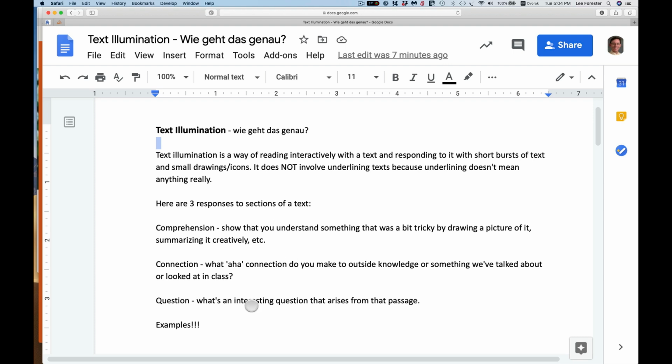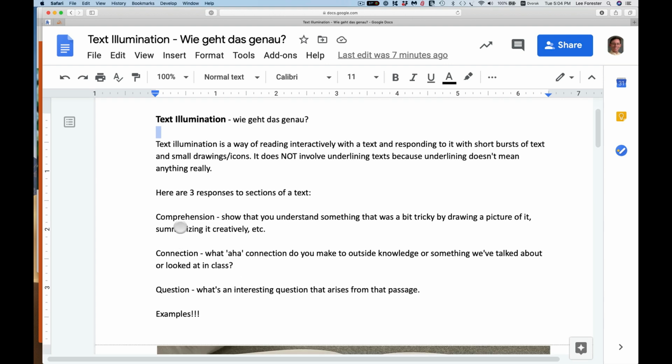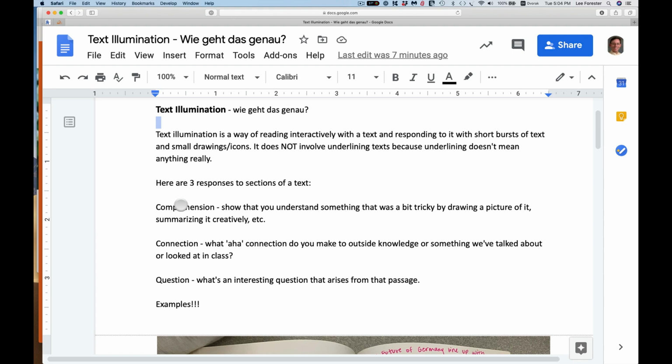Right? So the three things that I would ask you to look for is, first, demonstrate comprehension. Maybe there's a half sentence that you had to work on for a couple of minutes and now I got it, and you can summarize it simply for yourself in a couple of words or with a drawing or two.